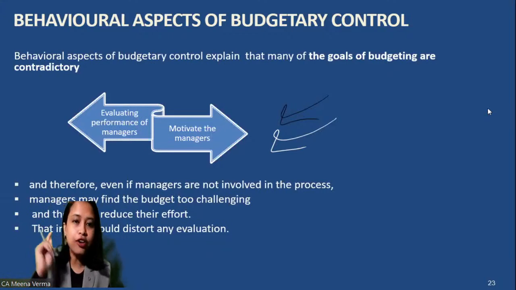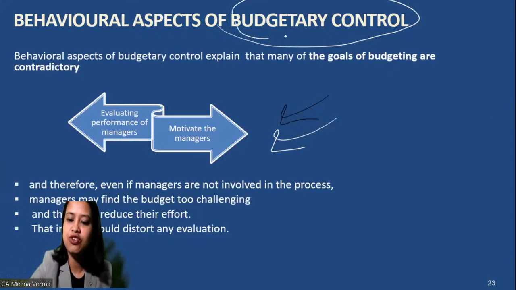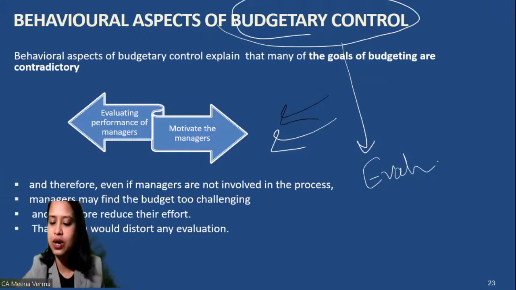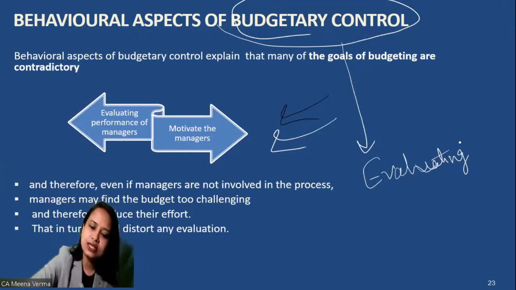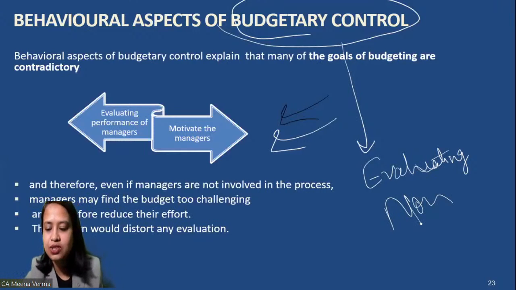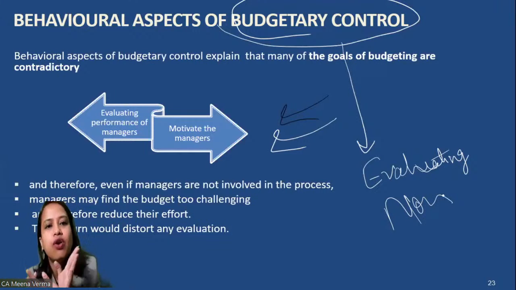See, on one side they are saying that after implementation of budgetary control, they are evaluating the performance of the manager. On the other side they are motivating the manager, which is generally contradictory to each other. These 2 points are contradictory.